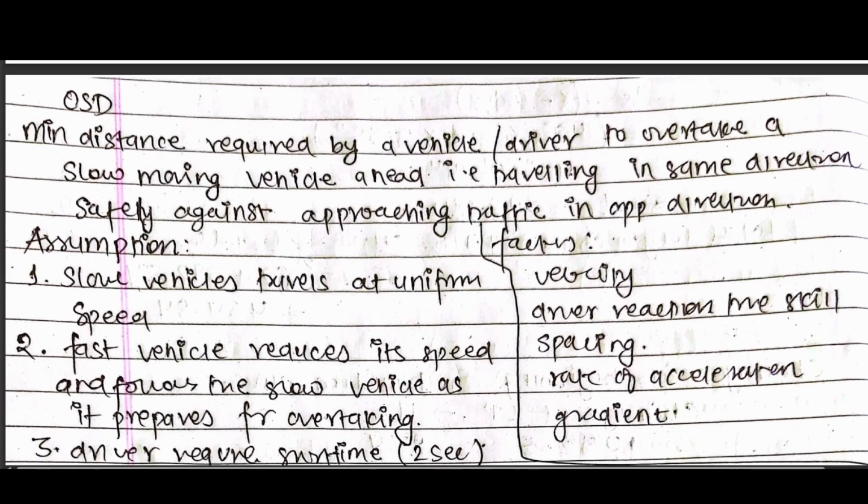So another one is the overtaking sight distance. Overtaking sight distance is the minimum distance required by the vehicle or driver to overtake a slow moving vehicle ahead of it that is traveling in the same direction safely against approaching traffic in the opposite direction.